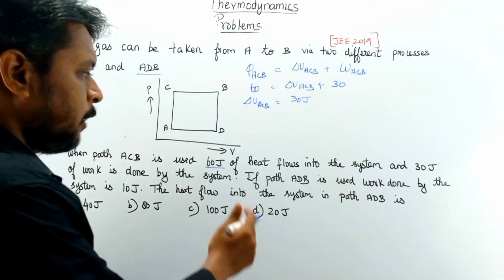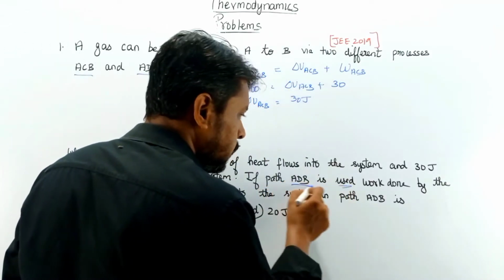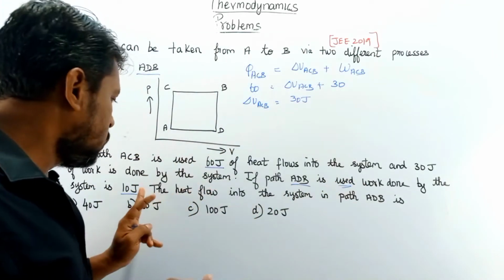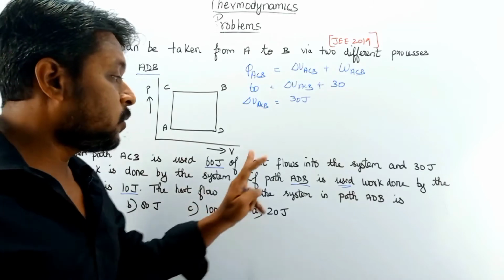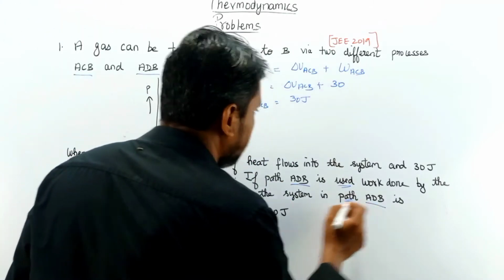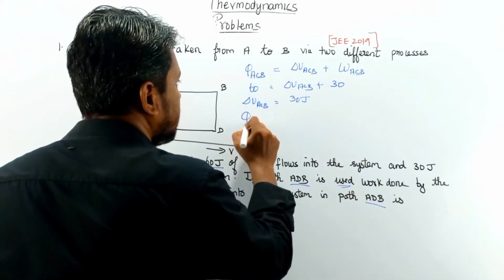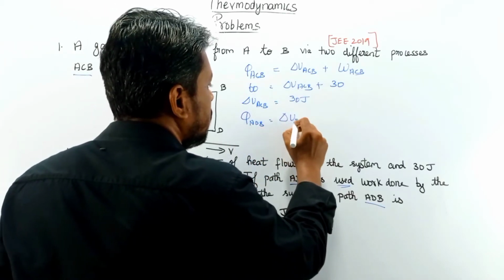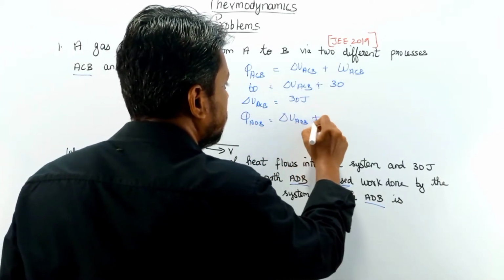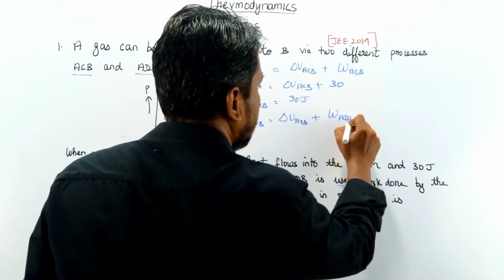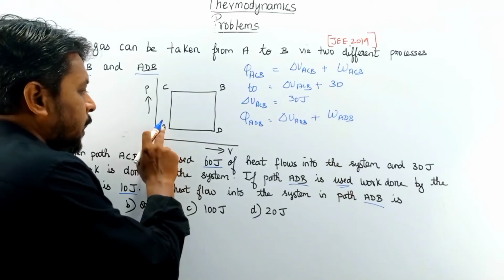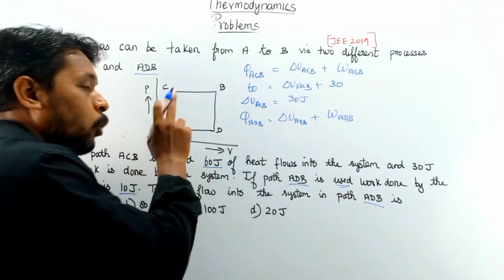Now if path ADB is used, the work done by the system is 10 joules. We have to find the heat flow into the system in the path ADB. So Q ADB is equal to change in internal energy ADB plus work done along the path ADB. Now we see that the initial and final points are the same for both paths.